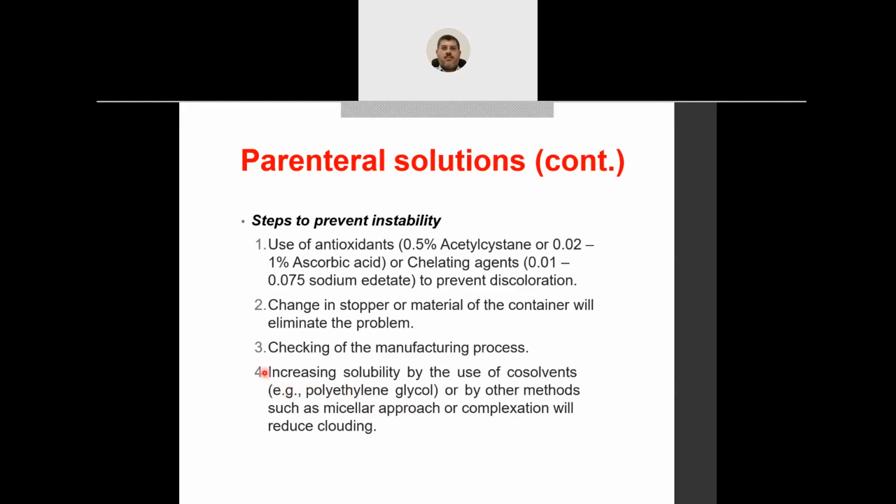And then to prevent this supersaturation and precipitation, we should use some co-solvents like propylene glycol or polyethylene glycol. Propylene glycol, ethanol, and glycerine are commonly used. Usually they increase the water solubility of substances that have low water solubility, and they prevent their precipitation. If this is not possible, then we can use emulsions, and we use the micellar approach.